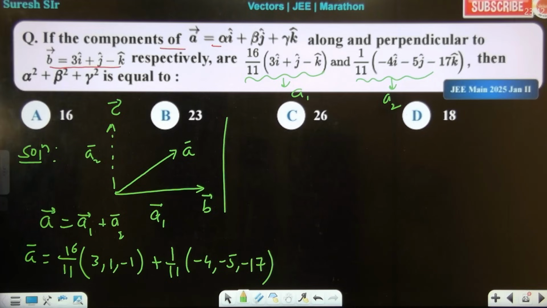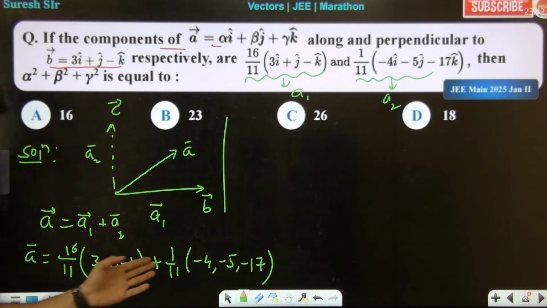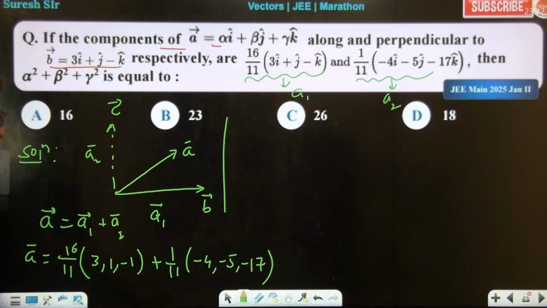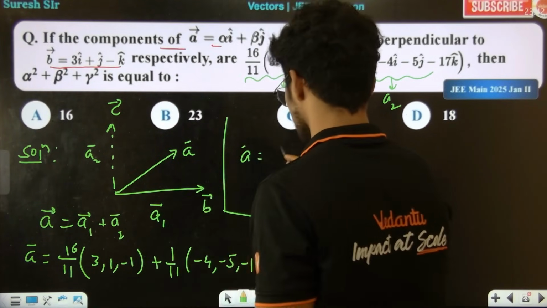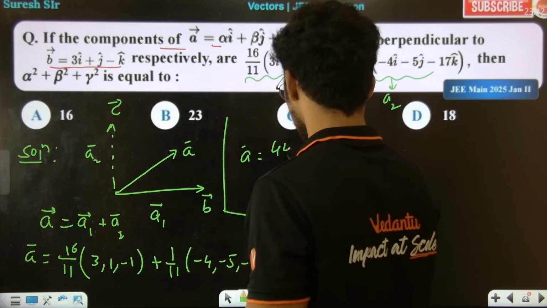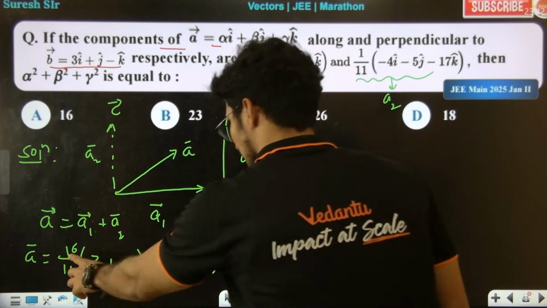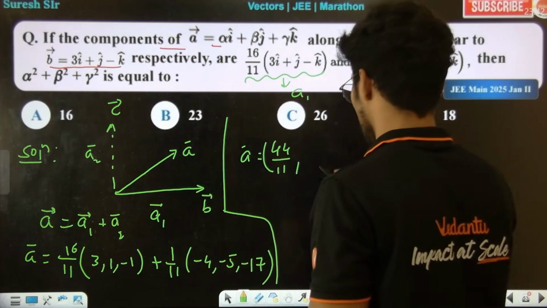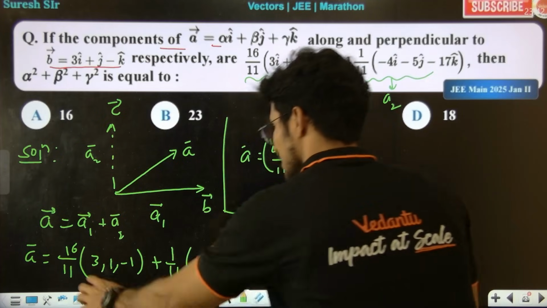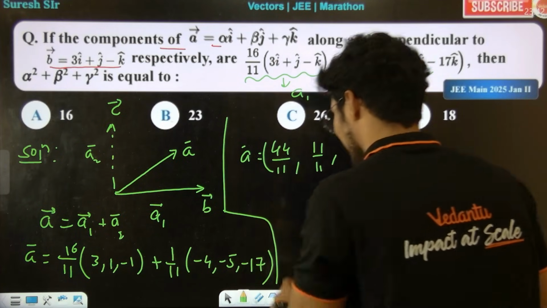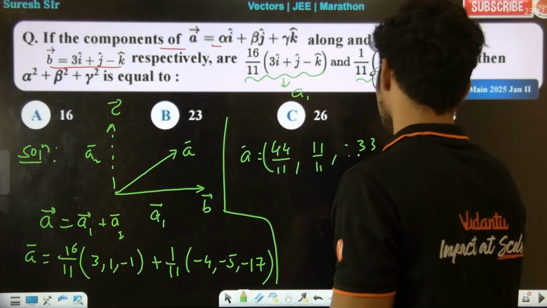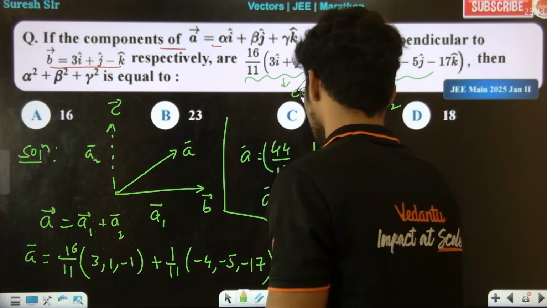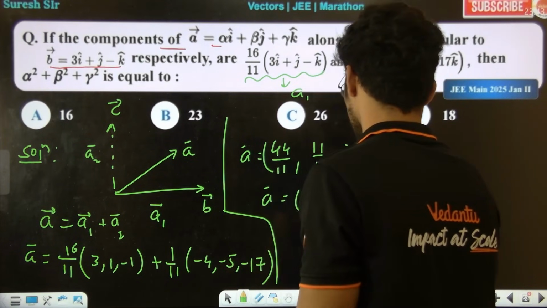Okay sir. Now tell me, we have to add these two. Adding, what is it, sir? 16 times 3 is 48, 48 minus 4 is 44 by 11, correct? So add correctly the A vector. 44 by 11, comma, 16 minus 5 is 11 by 11, sir. Wonderful. 16 minus 17 minus 16 minus 17 is minus 33 by 11, sir. So what is the A vector, sir? It has come to 4, 1, minus 3.